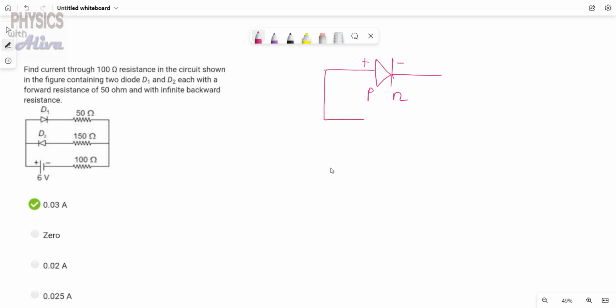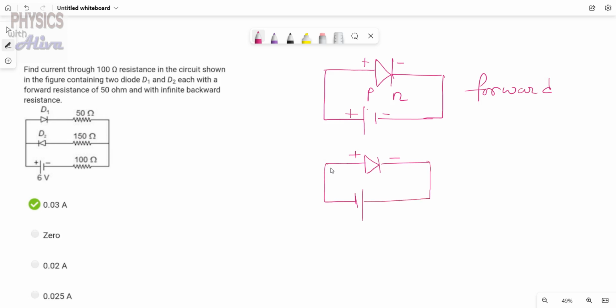If we connect the diode with a battery in this manner, if we connect the positive end of the diode to the positive end of the battery and the negative end of the diode to the negative end of the battery, then it is known as forward biasing. If we connect it oppositely, the positive end of the diode with the negative end of the battery and the positive end of the battery with the negative end of the diode, then it is known as reverse bias condition.